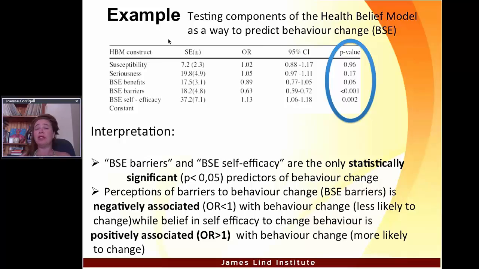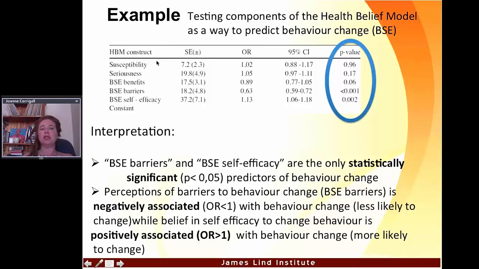Maybe there's stigma associated with TB, so I might be seen to be having TB if I go. And then there might be things like, well, actually I've got a full-time job, how am I ever going to get time off to go to the clinic? So those might be the types of thoughts that people have that affect whether or not they're actually going to be tested for TB.